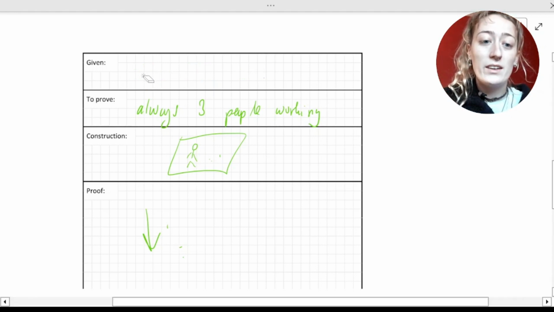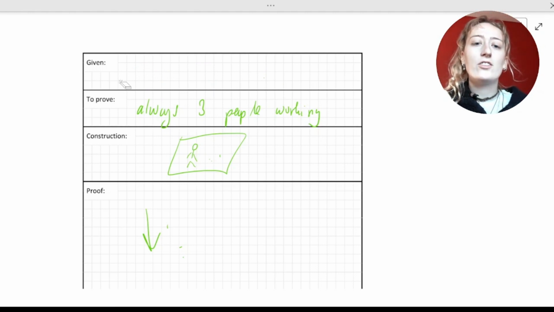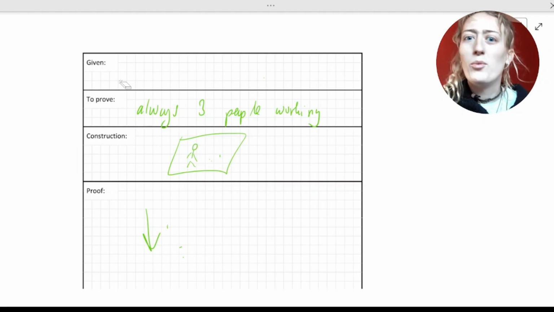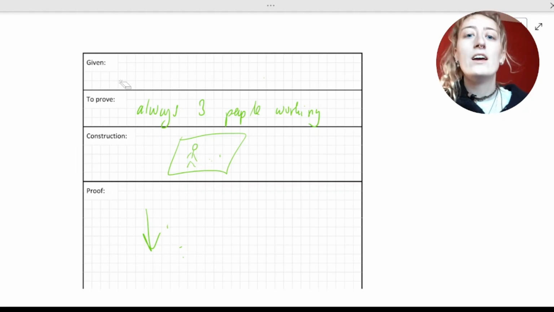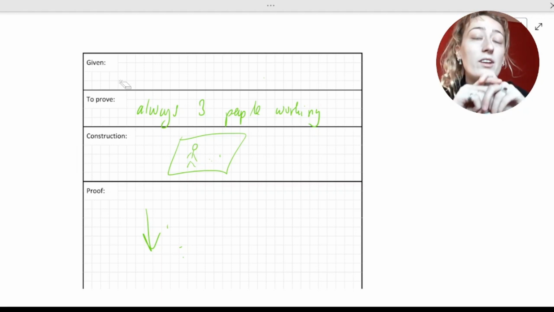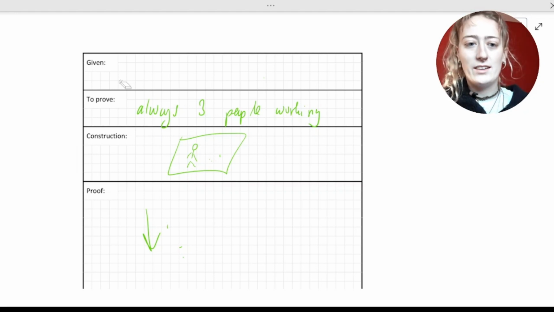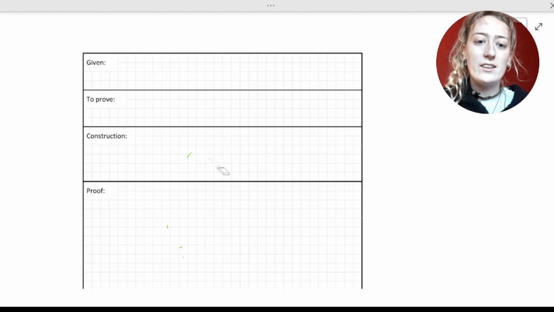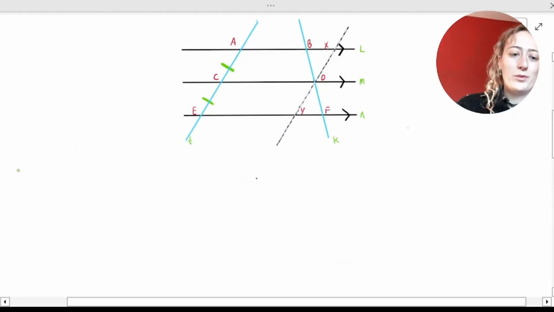I got rid of my contextual part. And I just say, I want to prove there are always 3 people working. Well, it's like when, where, 3 people in the world working? Well, that's definitely not true. So once I lose my given, once I lose my context, my scenario, the proof stops making sense. So that's a really, really important part of the proof, okay? That's why we split it into these parts. Okay, so let's set up our proof.